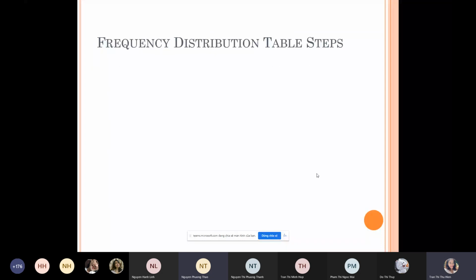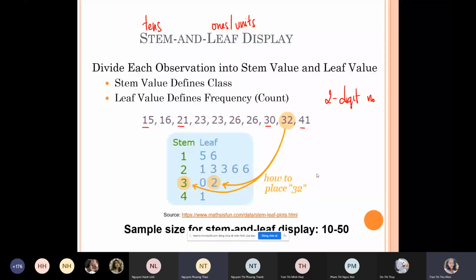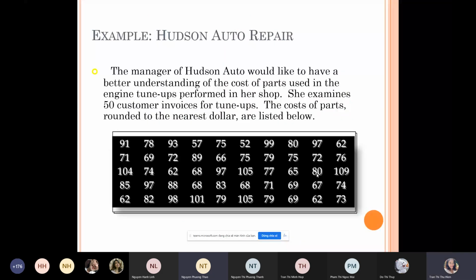When you look at this example, it's different from the previous one, right? Because it is mixed numbers. The previous one was ordered from the smallest to the greatest, but here a lot of numbers are mixed. Sorry, they are not all 2-digit numbers. It's a mix of 2-digit and 3-digit numbers.